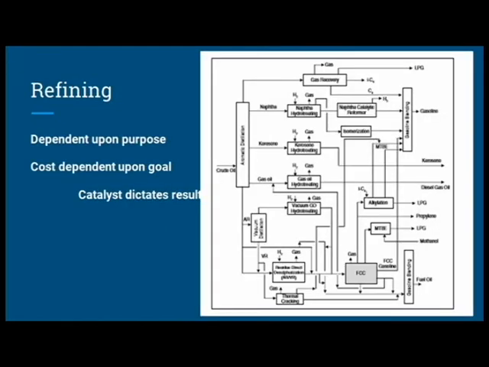How does this work with refining? Well, refining is dependent upon the purpose you're looking for, as shown in the diagram on this slide. Basically, whatever your end goal is, your cost is going to be dependent upon that. As you add into the initial distillation, you're going to develop naphtha, kerosene, and gas oil. From there, you're going to have to add additional catalysts to do additional refining, and then more catalysts from there, which adds more cost.